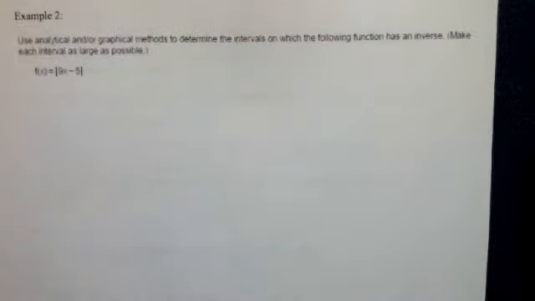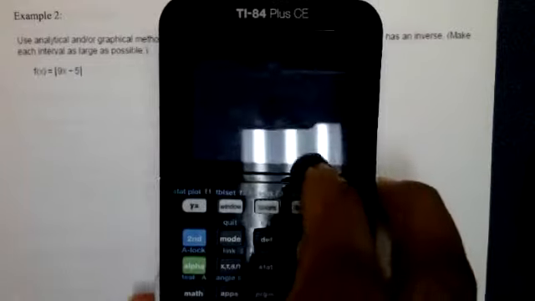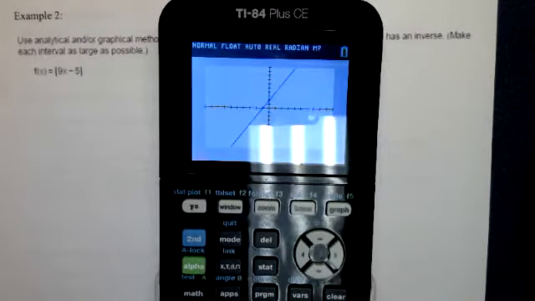All right, on the next page is another example. This time we got the absolute value of an absolute value function. So here f of x is equal to the absolute value of 9x minus 5. And here I want to use analytical and/or graphical methods to determine the intervals on which the following function does have an inverse. All right, so let's enter this in the calculator.